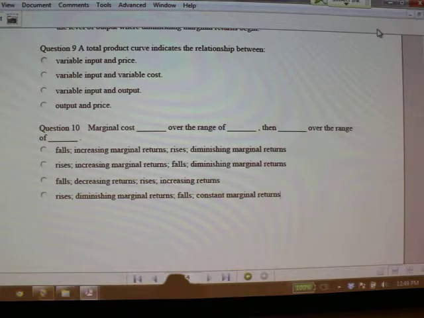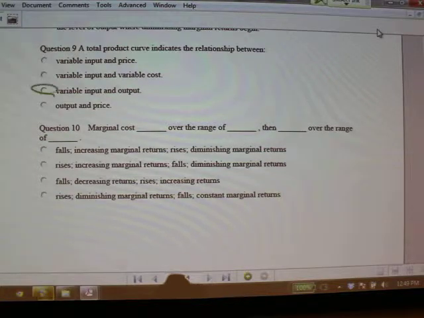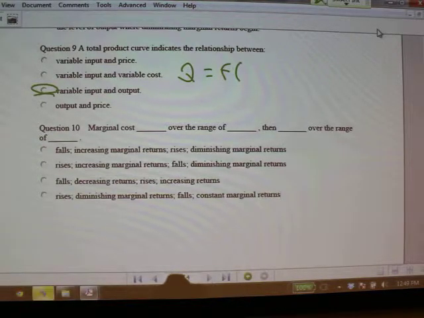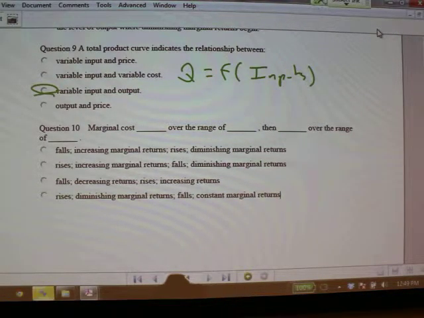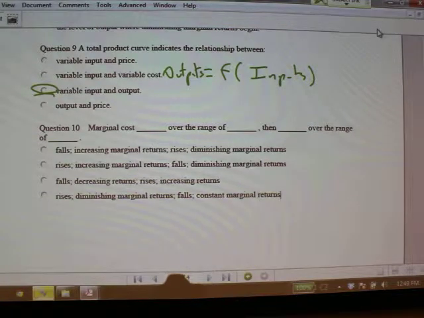Question 9, a total product curve indicates the relationship between inputs and outputs. That's the way to think about it. In other words, we have quantity is a function of inputs. I should write it like this. Outputs are a function of inputs.